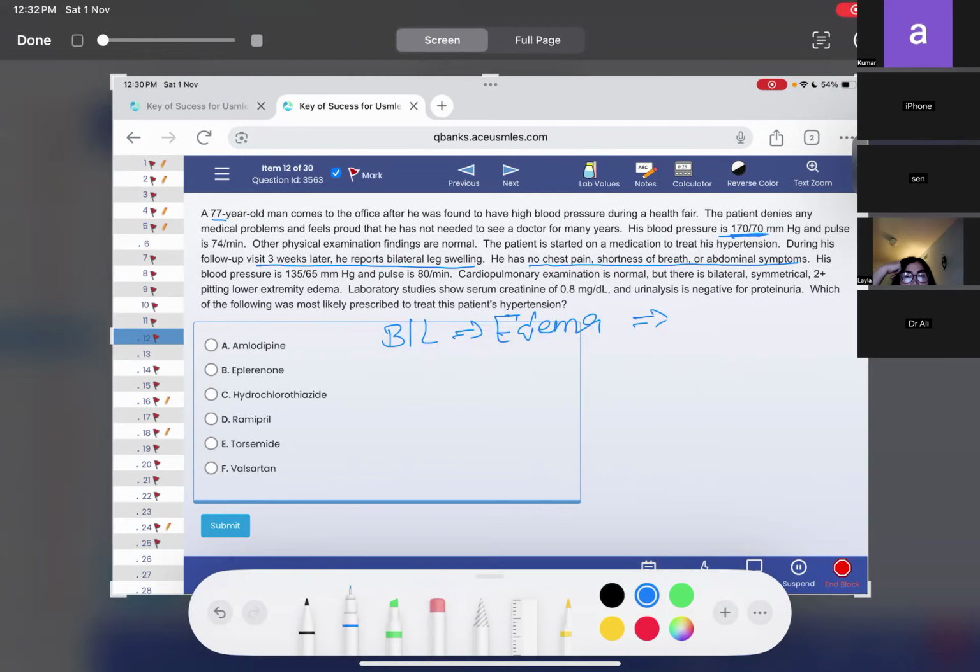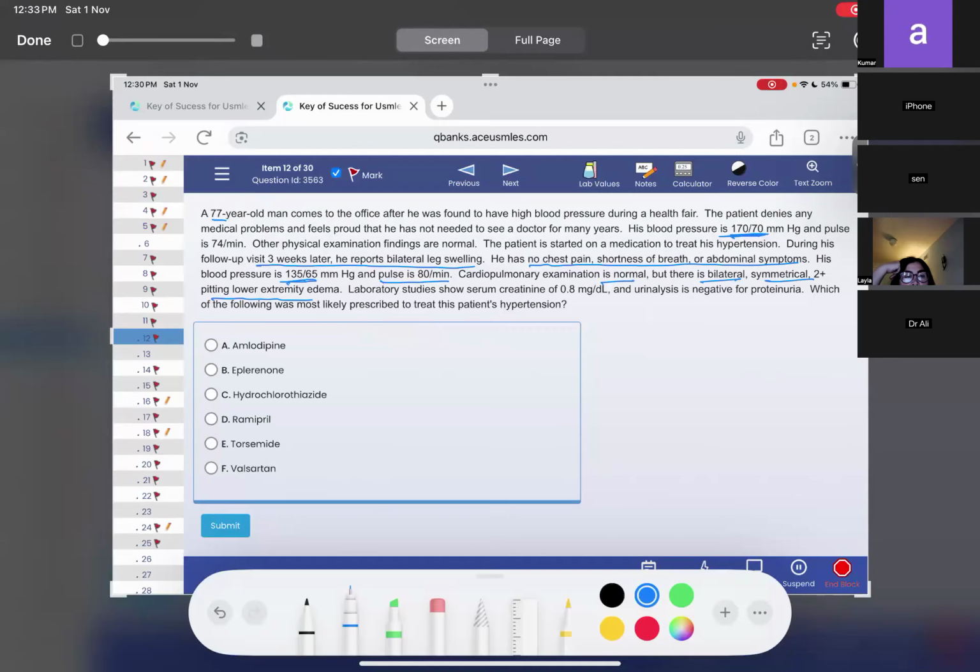His blood pressure is now 135 by 65 and pulse is 80. Cardiopulmonary examination is normal, but there is a bilateral symmetrical 2+ pitting edema in the lower extremity. Laboratory studies show serum creatinine 0.8 mg per deciliter and urinalysis is negative for proteinuria. Which one of the following is most likely prescribed to treat this patient? So now you tell me, which medication usually causes this peripheral edema?